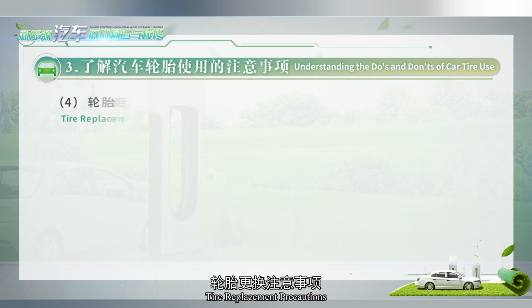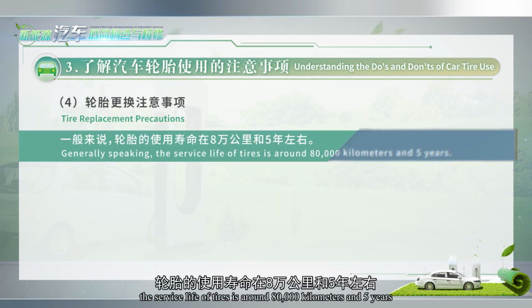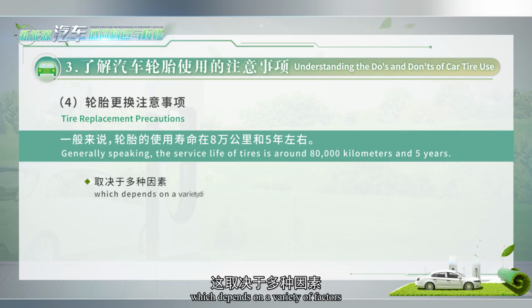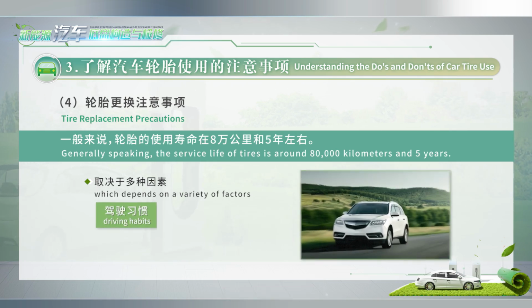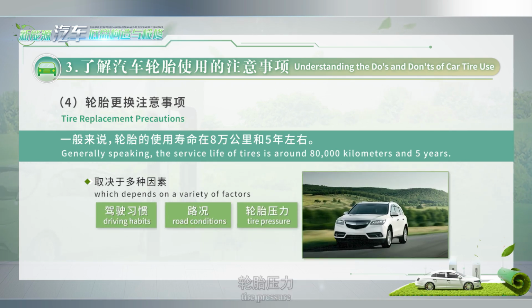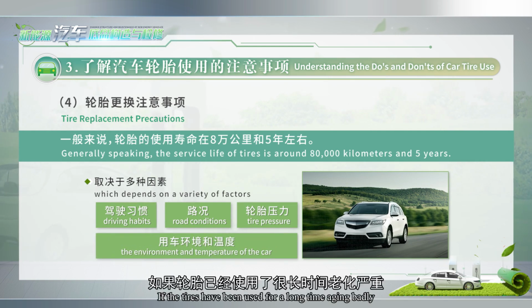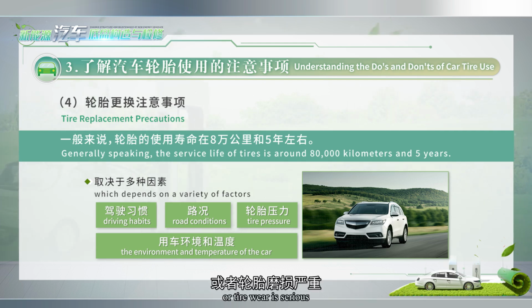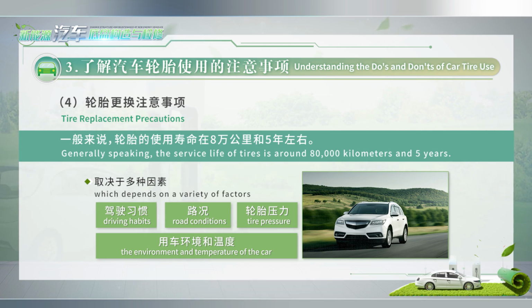Tire replacement precautions. Generally speaking, the service life of tires is around 80,000 kilometers and 5 years, which depends on a variety of factors, such as driving habits, road conditions, tire pressure, and the environment and temperature of the car. If the tires have been used for a long time and are aging badly, or tire wear is serious, then it is very necessary to replace the tires.